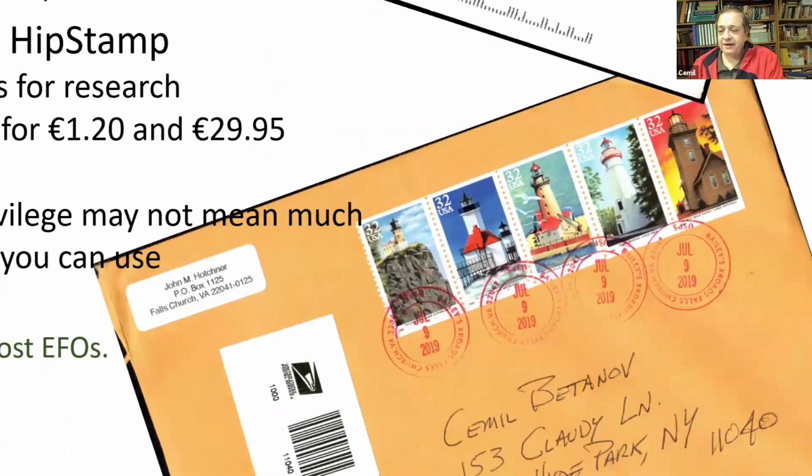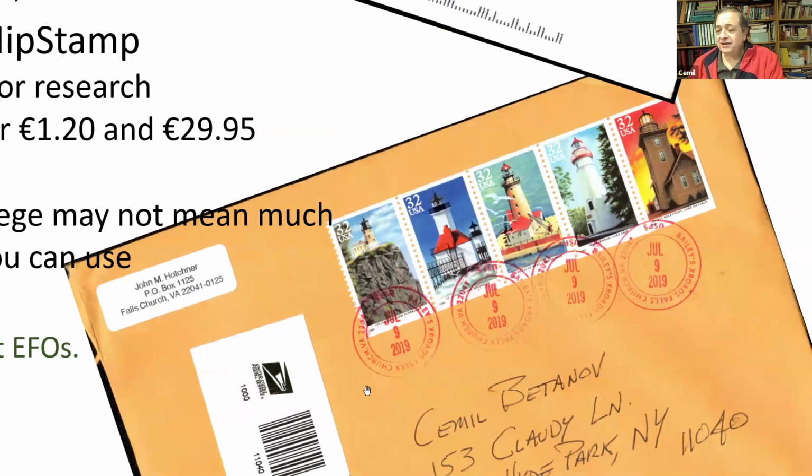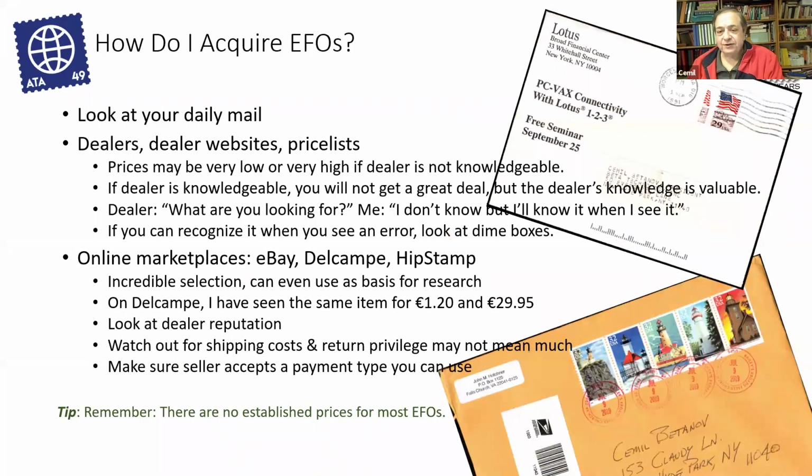Now, this one looks okay, except for the date. It says July 9, 2019. I received it in 2016. So obviously they had put the wrong year into the cancel. You can't really see it here; I shouldn't have cut it off. But this label has the correct year, which says July 9, 2016. So this is something that came to me in my mailbox.